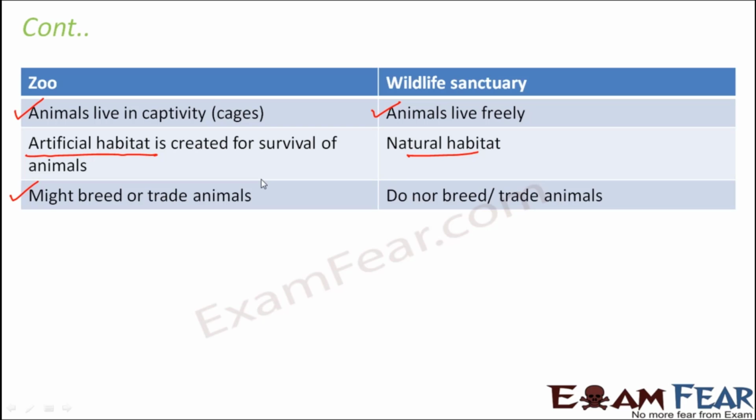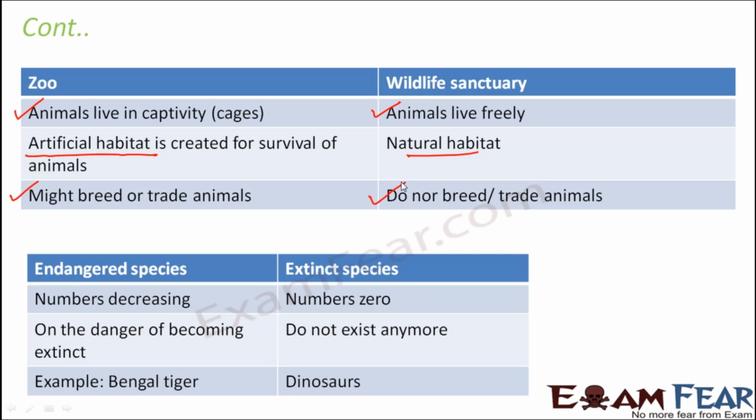In fact, forcefully breeding animals also takes place so that smaller animals are born and they can be used to entertain kids who are coming to the zoo. So that way, forceful breeding or trading of animals happens in zoo, but nothing like this happens in a wildlife sanctuary. Because wildlife sanctuary is like a natural place for animals, so nobody can bother or disturb them.